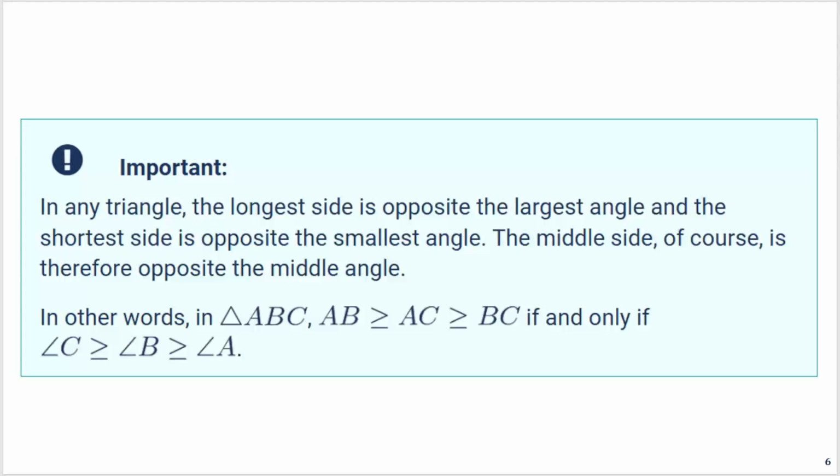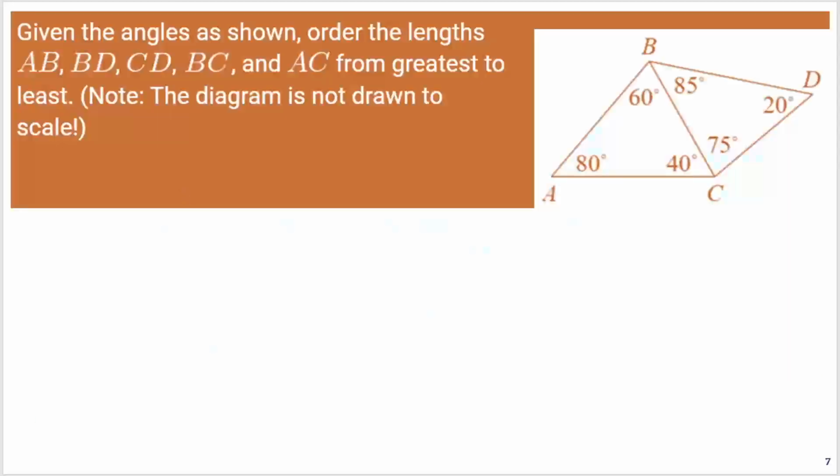Alright, if you have finished, let's consider another example here. Given the angles as shown on the right, order the lengths AB, BD, CD, BC, and AC from greatest to least. Also note that a given diagram is not necessarily to scale, okay? So you can't use your ruler to measure them. Just try to prove your statement. Okay, if you finish, please give me your answer in the chat box, okay?